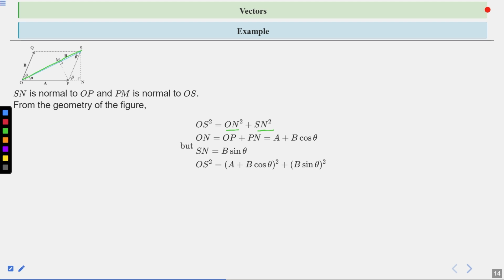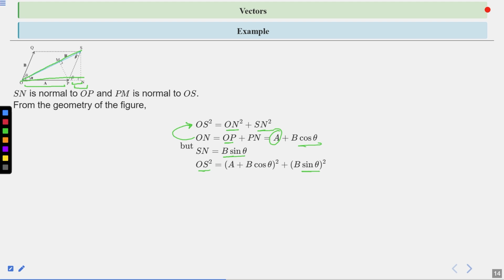Look at the figure. ON is OP plus PN. OP is A and PN is B cos theta. But SN is equal to B sin theta. Now substitute all the given terms in the above relation. You will get OS square is equal to (A plus B cos theta) whole square plus (B sin theta) whole square.